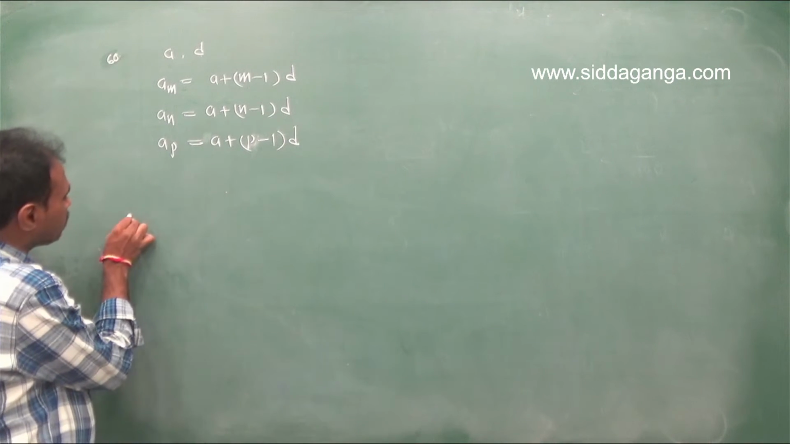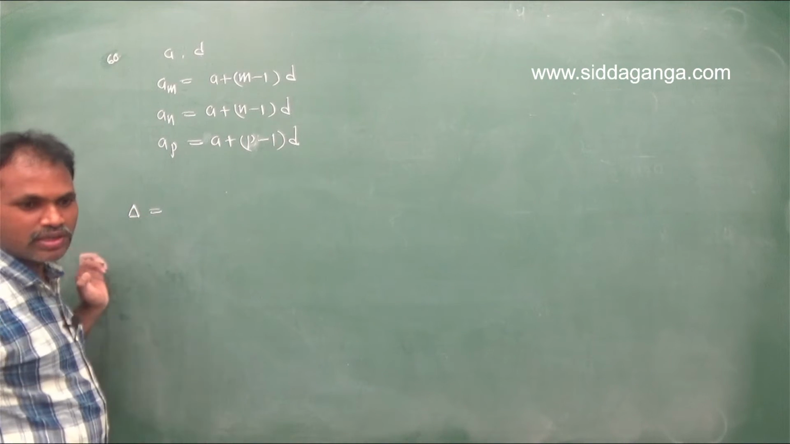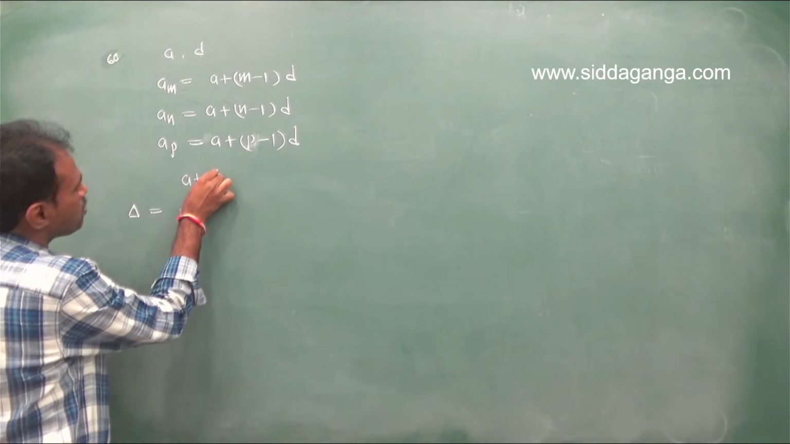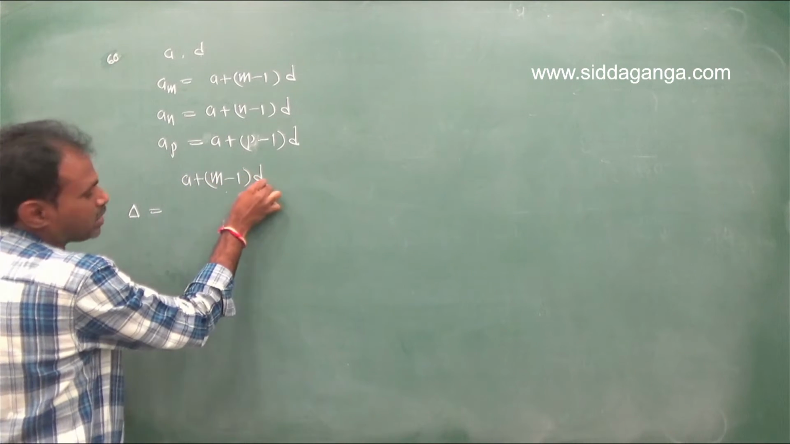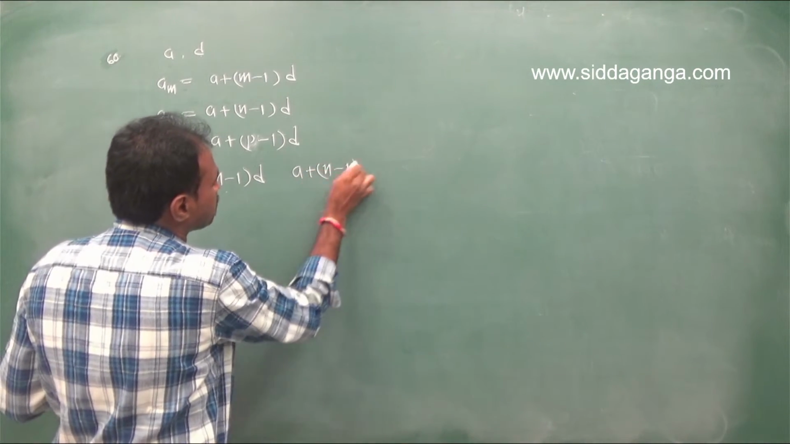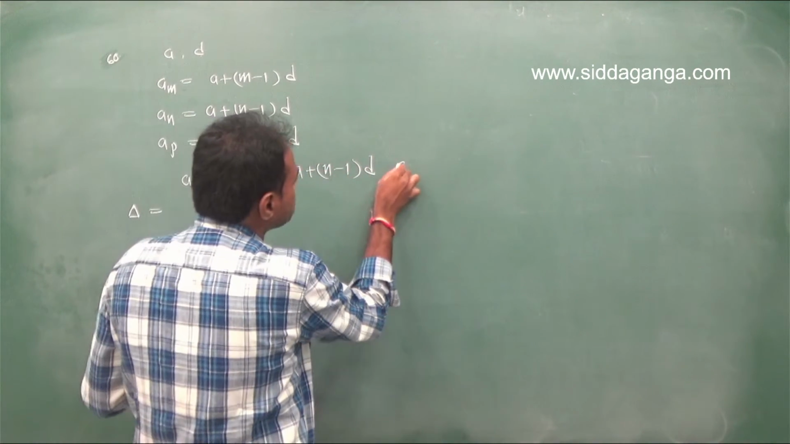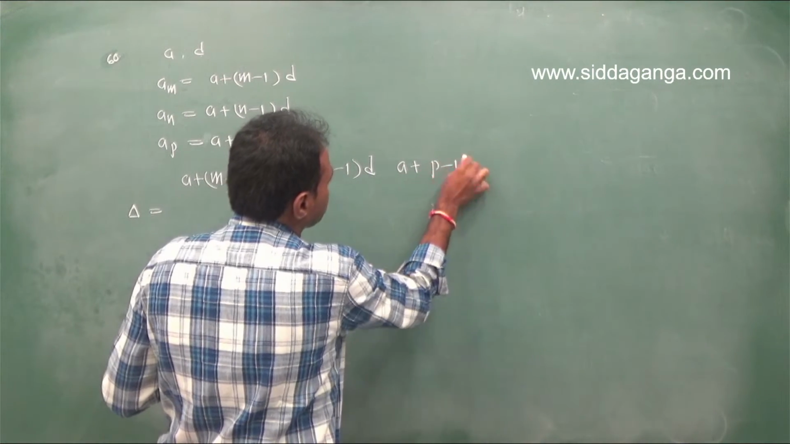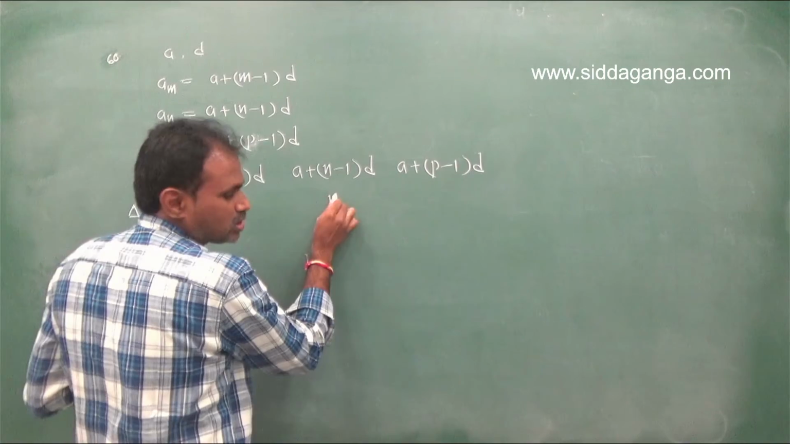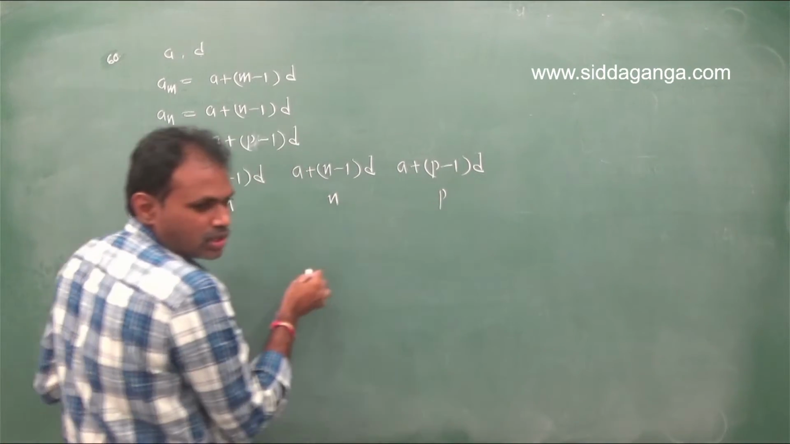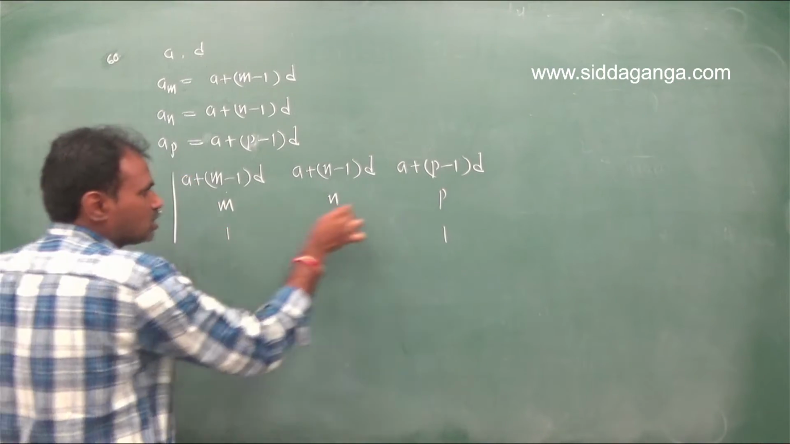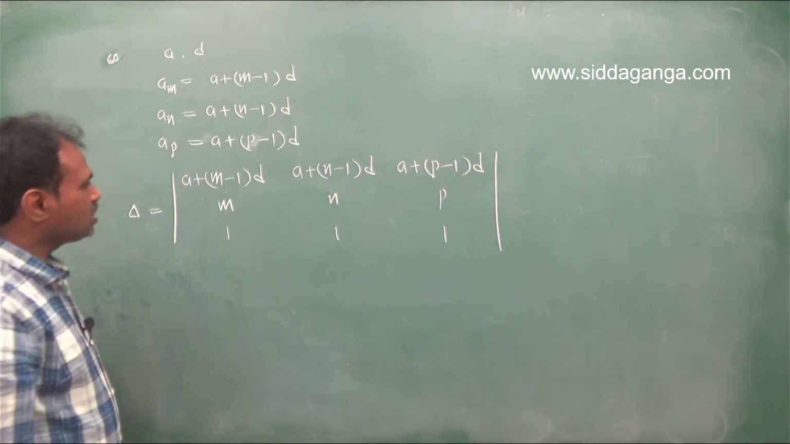Now delta equals, first row AM, that is A plus (m minus 1) into D. Next AN is A plus (n minus 1) into D. Next AP is A plus (p minus 1) into D. Next, the second row is M, N, P and the third row is 1, 1, 1. Therefore now apply some operations.